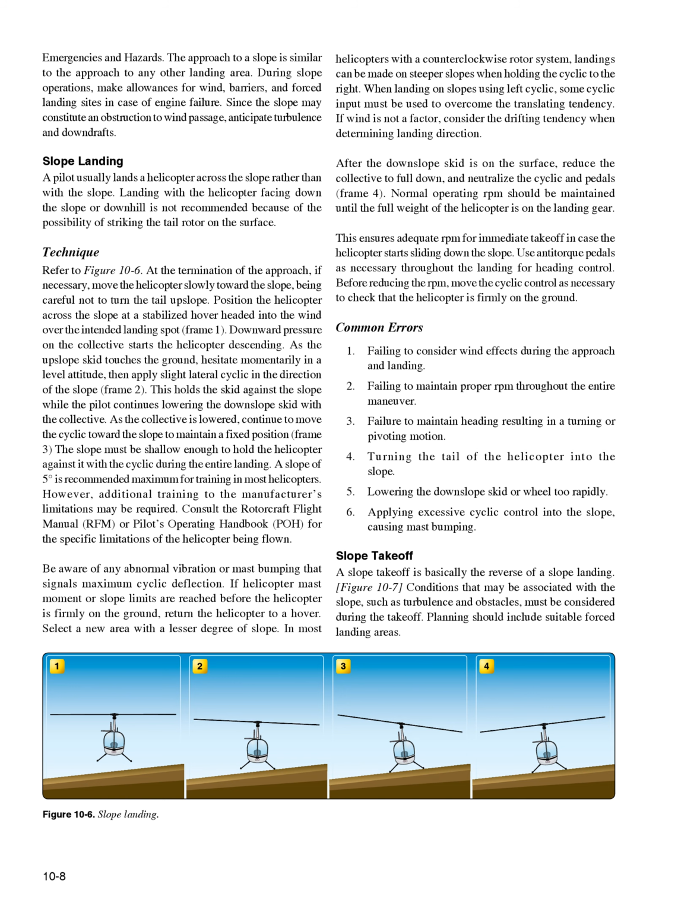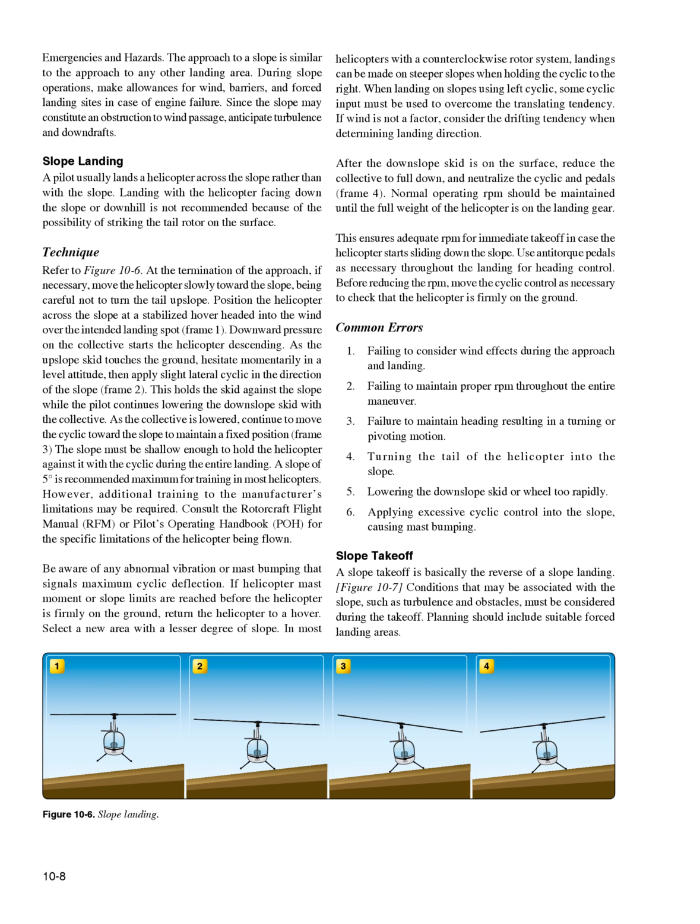This holds the skid against the slope while the pilot continues lowering the downslope skid with the collective. As the collective is lowered, continue to move the cyclic toward the slope to maintain a fixed position, frame 3. The slope must be shallow enough to hold the helicopter against it with the cyclic during the entire landing. A slope of 5 degrees is recommended maximum for training in most helicopters. However, additional training to the manufacturer's limitations may be required.